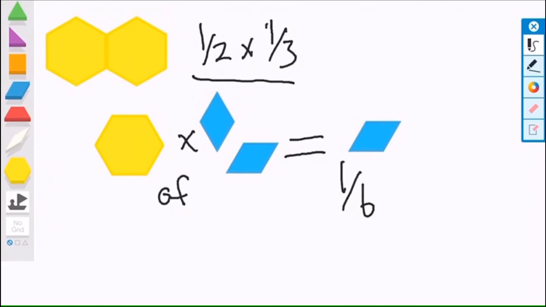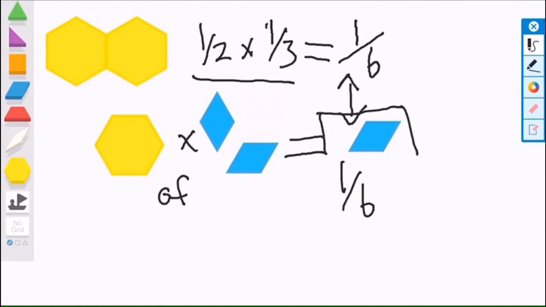And a good way to check to make sure you did it right is to go up here and solve this equation. 2 times 3 is 6, so you get 6 for your denominator, and 1 times 1 is 1, so you get 1 for your numerator. So 1/6 is equal to 1/6. That's your answer, 1 rhombus.